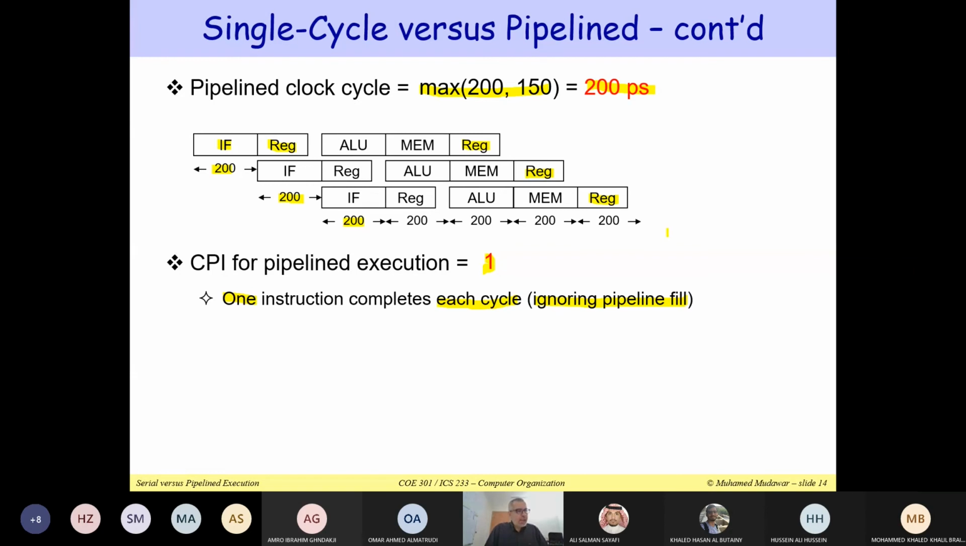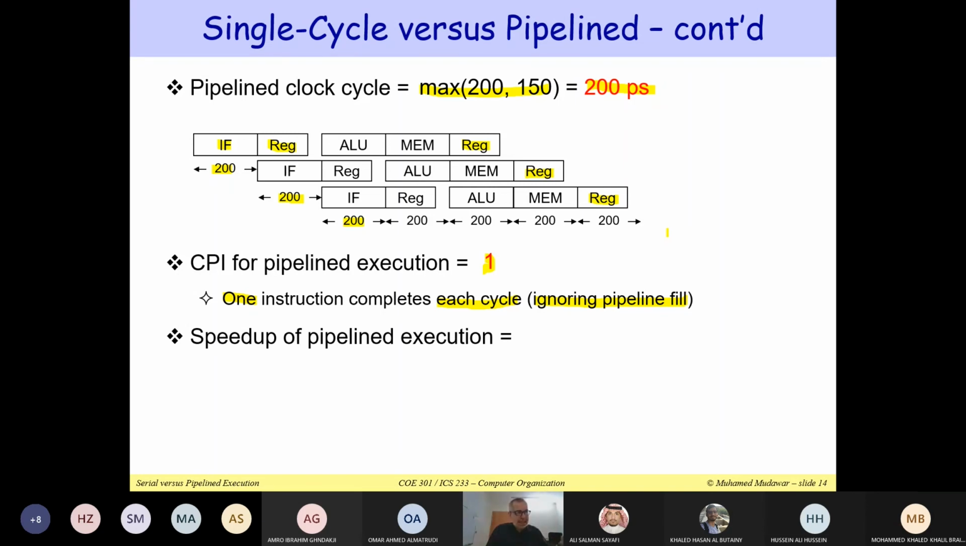Since we are fetching one instruction per cycle, we are also completing one instruction per cycle. So we are reducing the CPI to just 1, regardless of the class or type of the instruction. Even though some instructions take less or longer, it is one instruction each cycle. So the CPI is the same as the CPI for the single cycle, except that the clock cycle is much shorter.